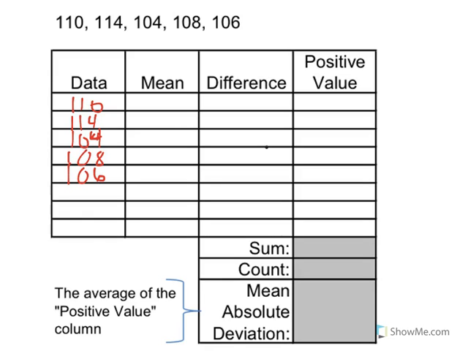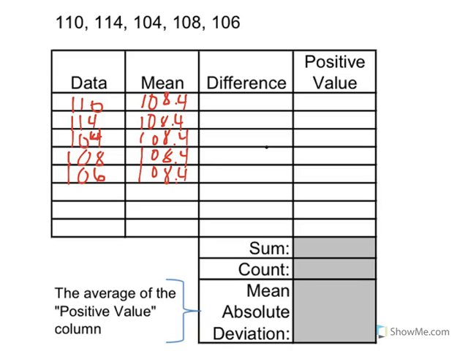So for the mean, we would add up 110 plus 114, 104, 108, and 106, and divide by how many we have. We have 5 total numbers. It's going to give us 108.4, and that's going to be the same for each one. And then we're going to find the difference from each one.